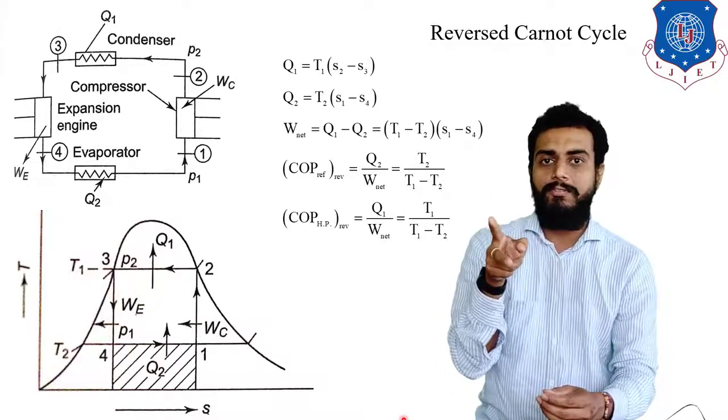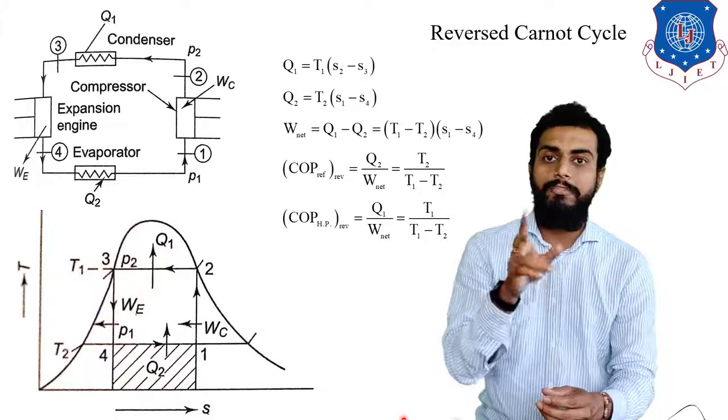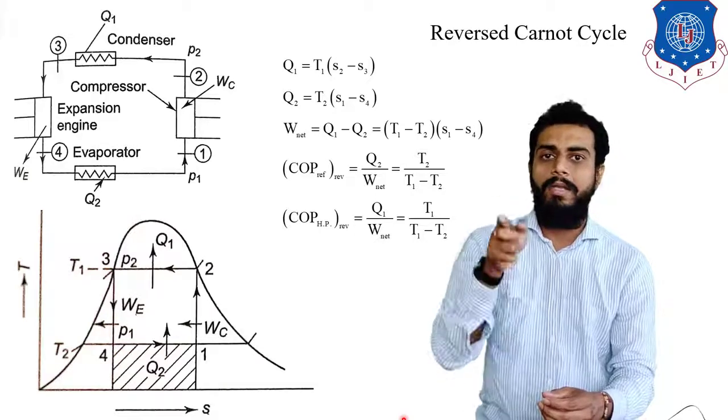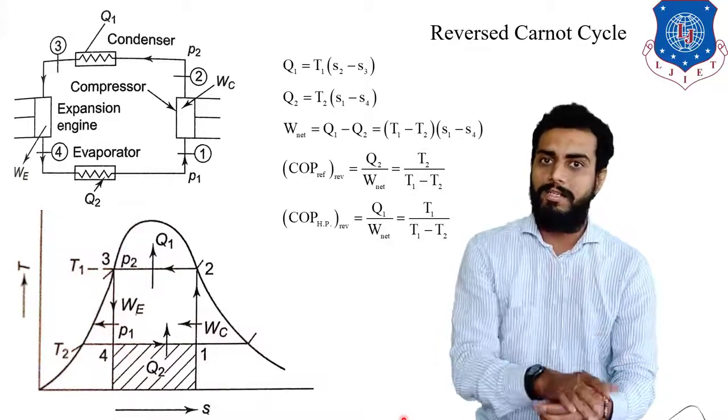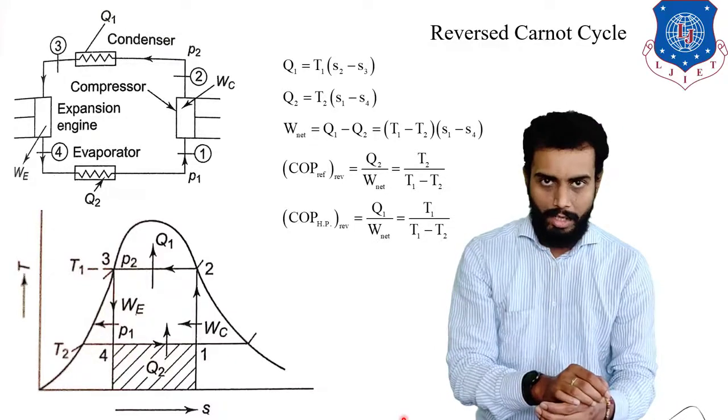How this heat transfer is converted into temperature has already been discussed. If reversible processes are given, then you can write the heat transfer in terms of temperature. Okay, so that is how this reverse Carnot cycle will work.